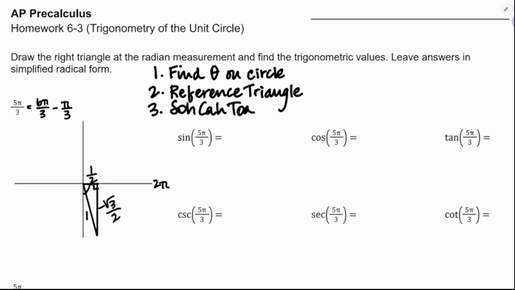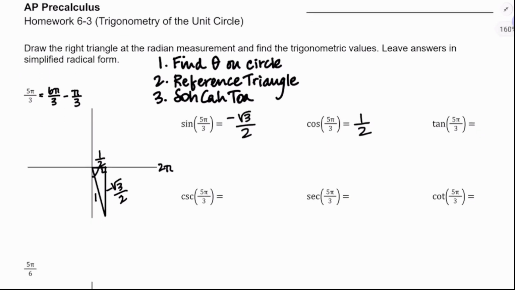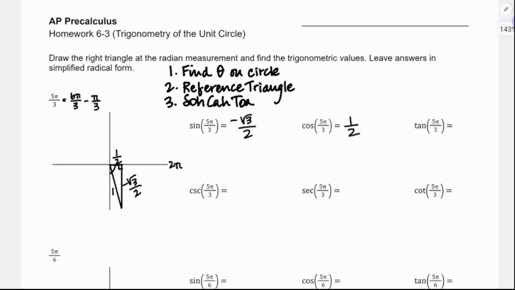Not going to be able to fit that in my diagram, but sine of 5 pi over 3, I'm going to do opposite over hypotenuse, that's negative root 3 over 2. Cosine, adjacent over hypotenuse, that's positive 1/2. Tangent is opposite over adjacent, so that's negative root 3 over 2 divided by a half, so that's times 2 over 1, is going to equal negative square root of 3.